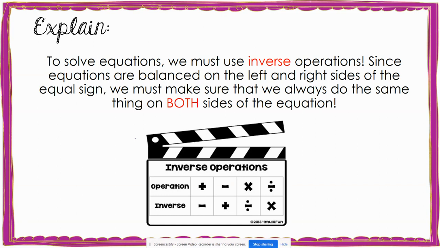Since equations are balanced on the left and right sides of the equal sign, we must make sure that we always do the same thing on both sides of that equation. So when I say inverse operations, the inverse of adding is subtracting. The inverse of subtracting is adding. The inverse of multiplying is dividing, and the inverse of dividing is multiplying.